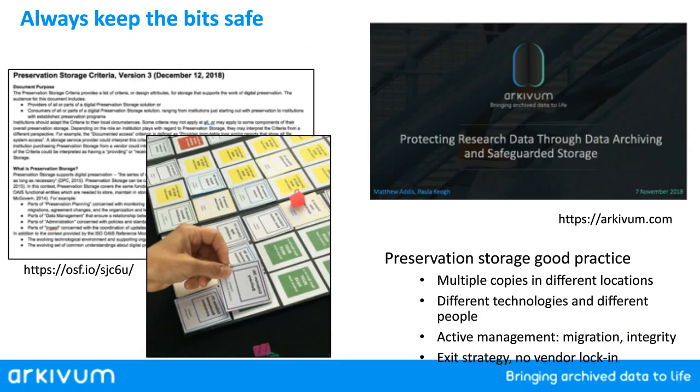But whatever you do, no matter how far you go on that sort of journey, always keep the bits safe. So remember to get data safeguarding in place as well. And there's plenty of good practice here as well. Basically, you make multiple copies of your data. You keep those copies in different geographic locations. You actively manage those copies by migrating to new storage systems and checking for loss of data integrity. And many of those steps can be automated, and there are both open source and commercial solutions available, including Arkivum.